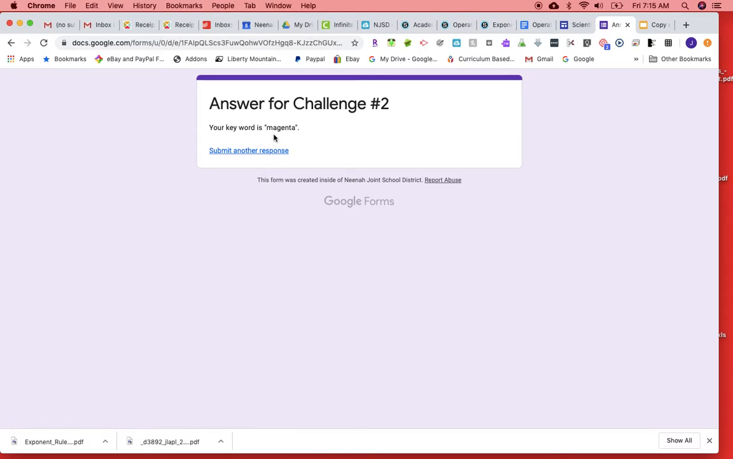And our next word we're going to write down for after challenge 2 is magenta. So we have elephant for our first challenge. Answer, the keyword for after challenge 1 was elephant. Our second one is magenta. All right, let's move on to the next part.